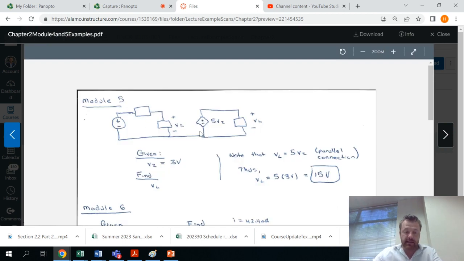So this is just the schematic that they give us, redrawn. We know that V2 is 3 volts. That's the potential across this component. We want to find VL. Well, how do we do it? We notice that the potential from here to here, which is VL, is the same as the potential across the dependent source from here to here, because they're wired in parallel. So VL is equal to 5V2. That's all that I've written here. So if we know that V2 is 3 volts, 5 times 3 will just be 15 volts.